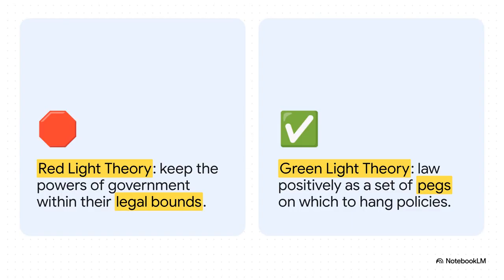And that power to synthesize is absolutely critical when you're tackling complex or even competing ideas. Take administrative law, for instance. You've got the red light theory, which is all about using law to control the government. But then you've got the green light theory, which sees law as a tool to help the government get things done. A well-designed prompt can tell the AI to lay out both of these ideas side by side, explain each one, and then analyze how they relate. That gives you a level of deep understanding you'd never get from a simple summary.